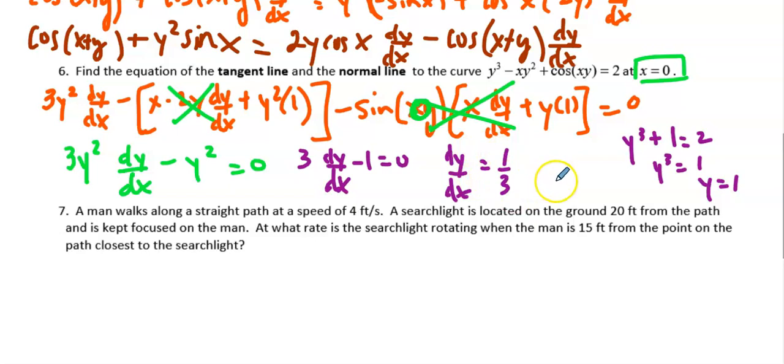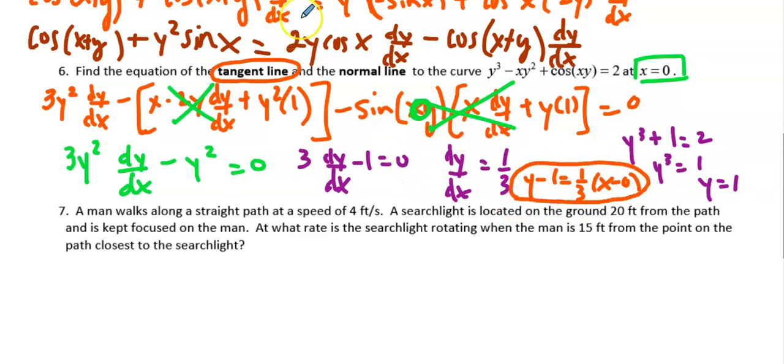So this is our tangent line. I'll go ahead and write this in orange. Our tangent line is going to be y minus 1 equals 1/3 times x minus 0. So this is going to be the equation. Again, a kind of atrocious question to start with, but it ends up being pretty nice for us to do for these particular questions.